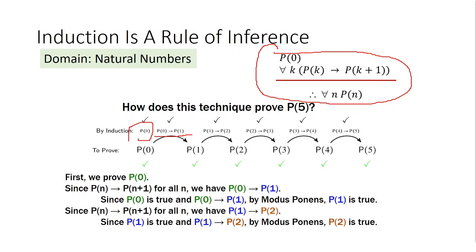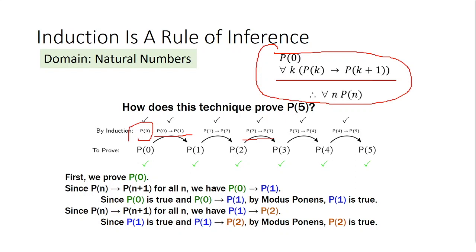By the modus ponens, P of 2 is also true. Then we have to do another step. P of 2 implies P of 3 is true. Then P of 3 is true. Again, P of 3 is true implies P of 4 is true. That means P of 4 is also true. Last step, P of 4 implies P of 5 is true. That's why P of 5 is true.